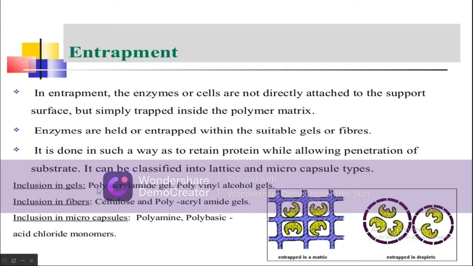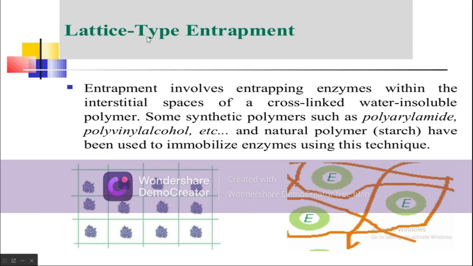So inclusion in gels, these are examples: we have polyacrylamide gel, polyvinyl alcohol gels. We have cellulose and so on, inclusion in fibers. So these are the matrices that are used in enzyme entrapment. As I said, it's divided into lattice-type entrapment. Lattice entrapment involves the enzymes within the interstitial space of a cross-linked water-soluble polymer.